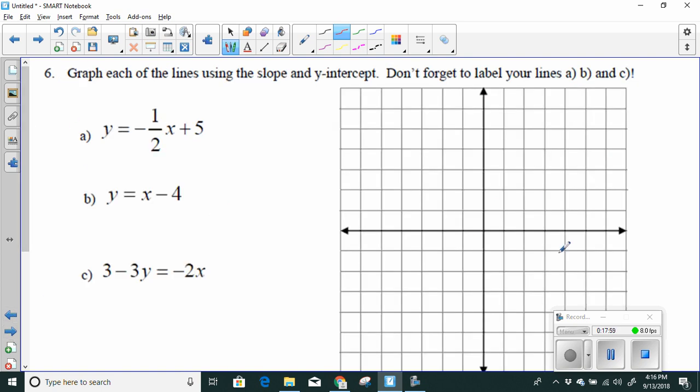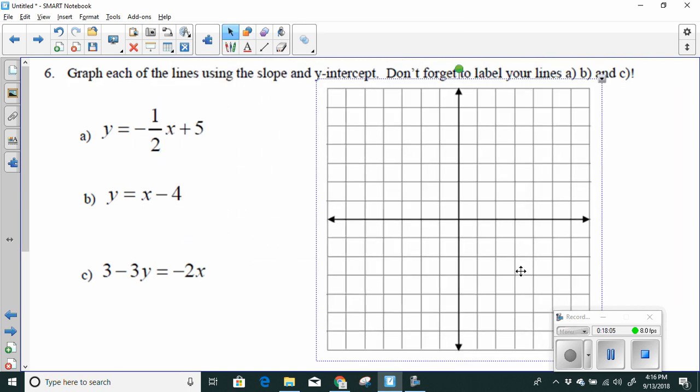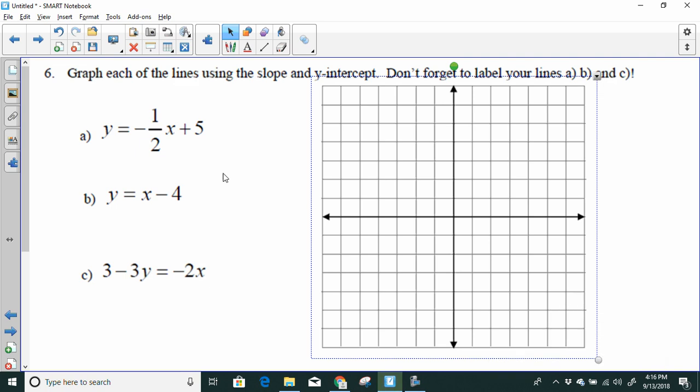Let's see, number 6 is graphing some lines. Let's see if I can shrink this down a little bit. All right, so we had to graph a few lines.